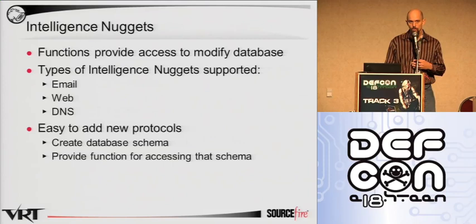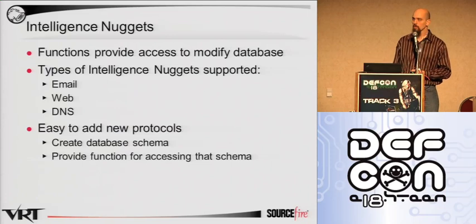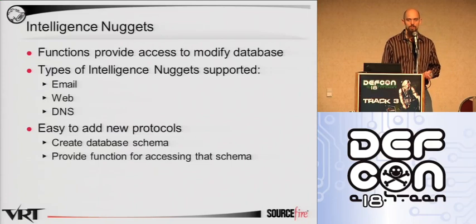Intelligence nuggets are, like I said before, not necessarily event data or alert data. It's just data that we're adding that we want to be able to keep track of later in case we're trying to track something more intense. So as such, they are really interfaces for adding information to the database. The types of protocols that we have right now are email, web, and DNS, but more protocols are on the way. And if you have any other types of data that you want to put in there, it's really as simple as creating the schema for storing that data, creating a function for populating that schema, and you're on your way.